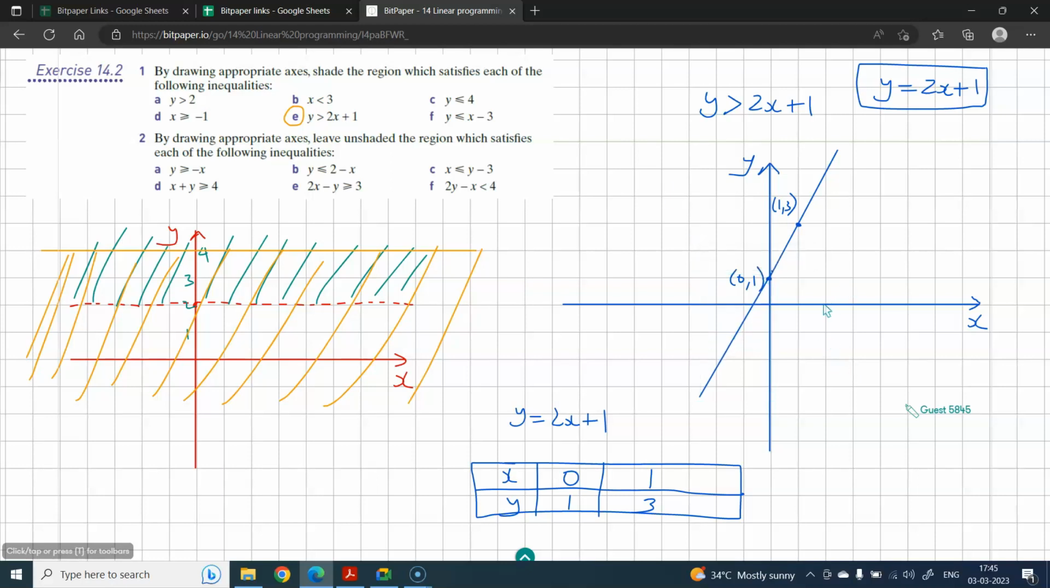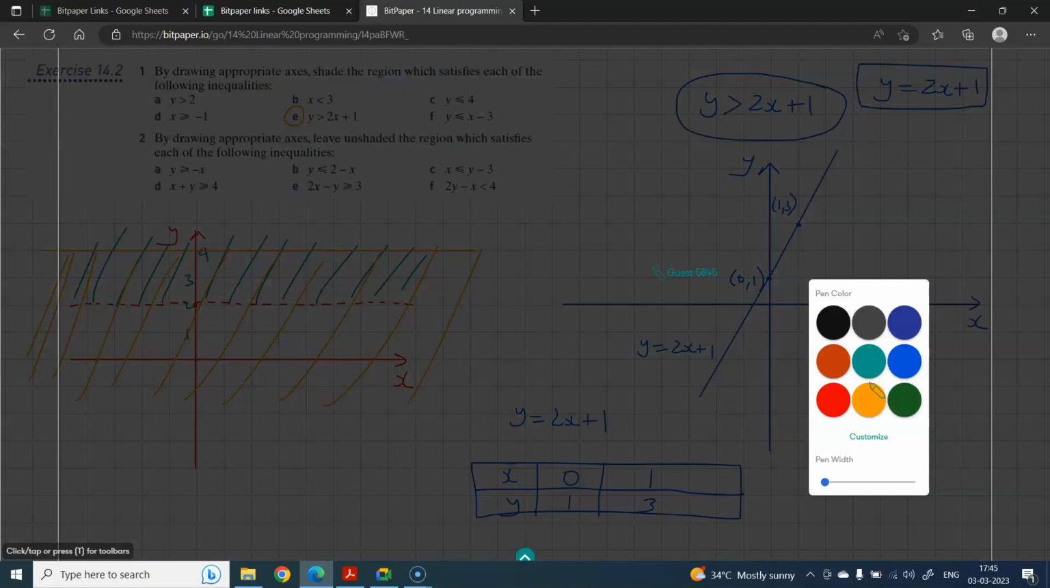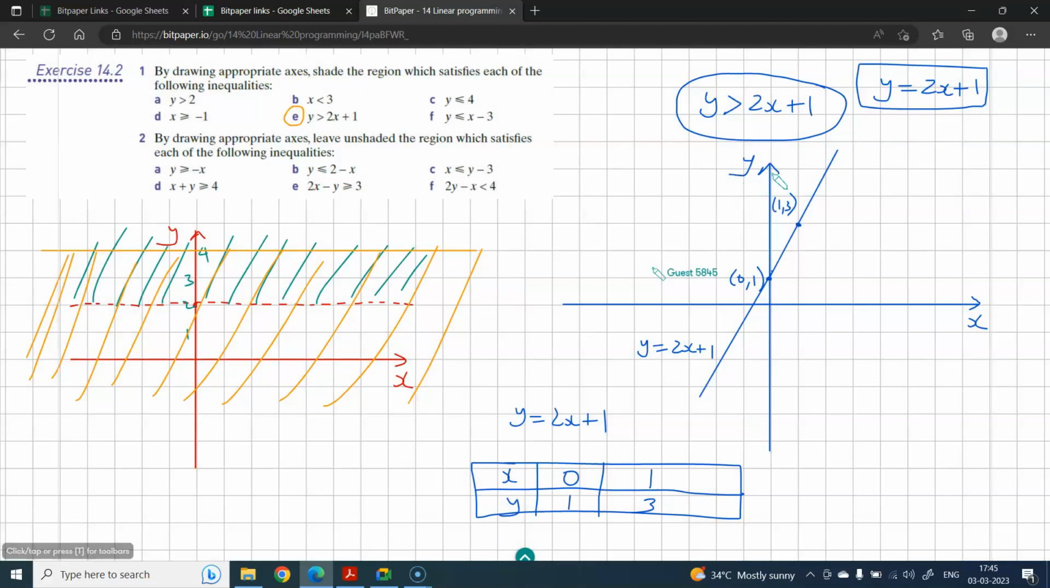This is the graph of a line. What is the equation? y equals 2x plus 1. Yes, y equal to 2x plus 1. Now, which will be the region representing y greater than 2x plus 1? Above this line. Very good. So you will have this region, and there you will have y is greater than 2x plus 1.